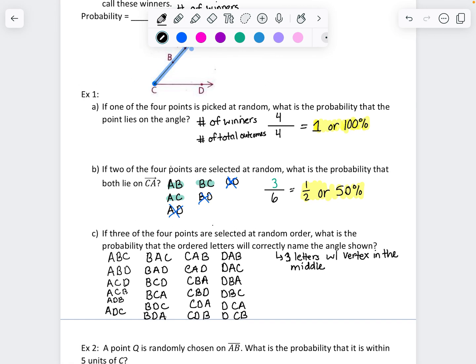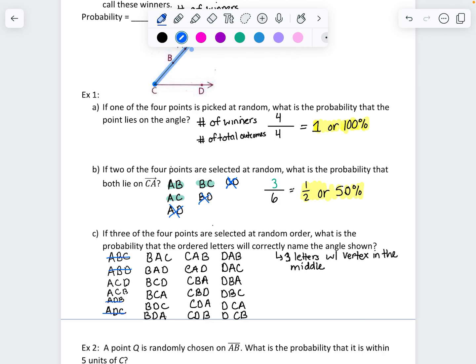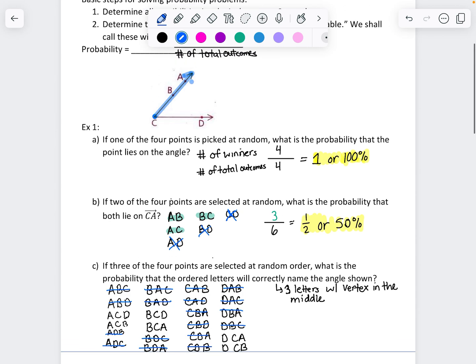And now I have to go through and see what winners I have. The winners are going to be if the angle is named correctly. Like I mentioned, we need the vertex point in the middle. So anything without C in the middle is not a possibility, so I can cross it off. Which means I can cross off this whole row. And I have 1, 2, 3, 4, 5, 6. Now let's check to make sure those all work.